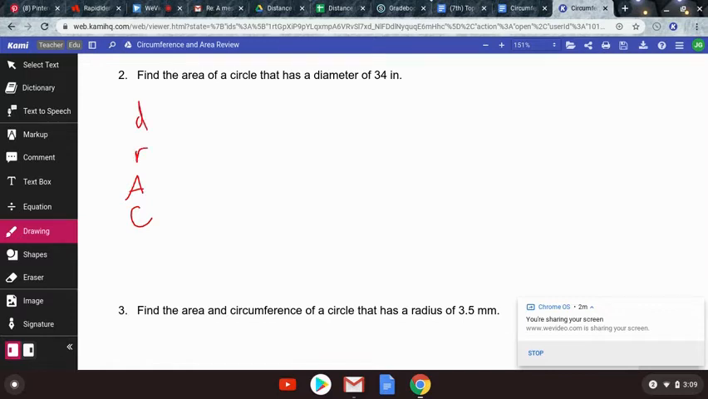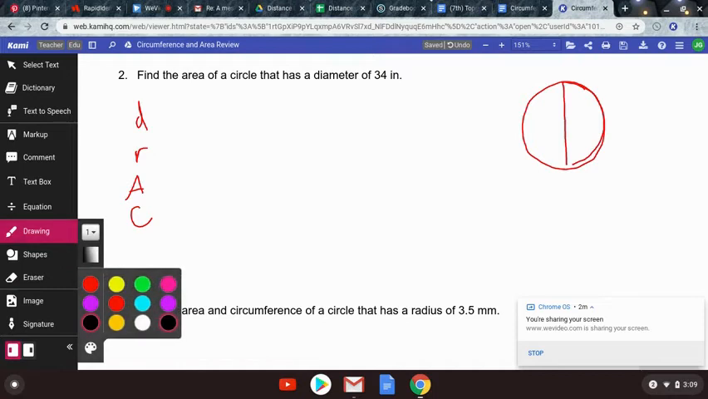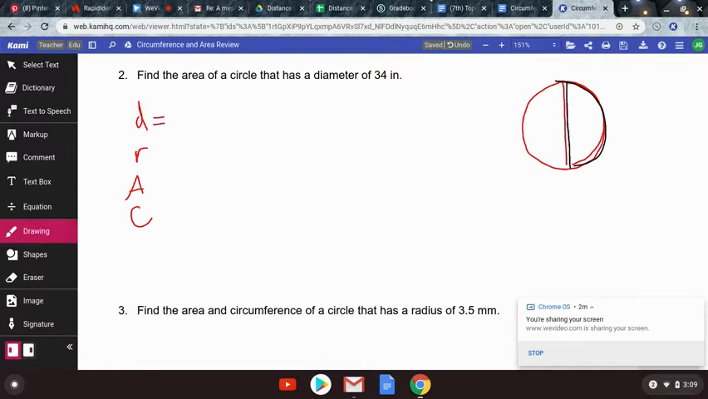Now my friend over at Eagle Ridge, Miss Sletton, she has this cool trick when you're doing your vocabulary words. The diameter actually makes up part of the D. If I switch colors, you can see that more. So the diameter makes a D with the circle. So that's kind of a cool trick to remember. So I label 34 inches.